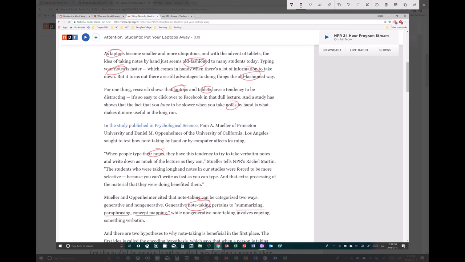So looking for keywords when you're taking notes would help you focus on sentences that are going to have the important information. So again, structure and content, that's level 3.